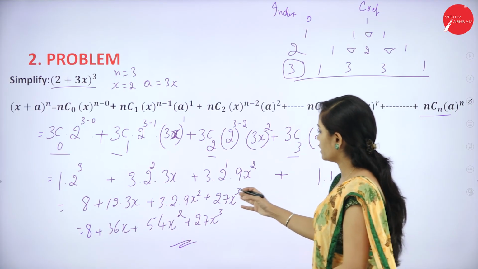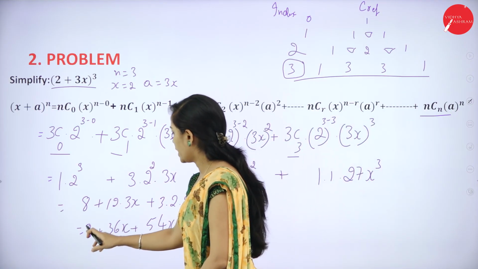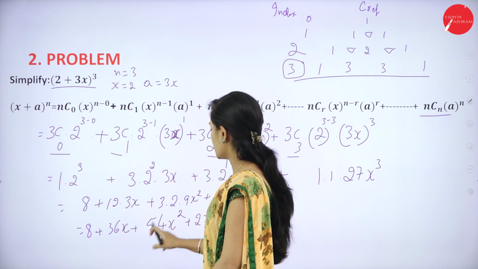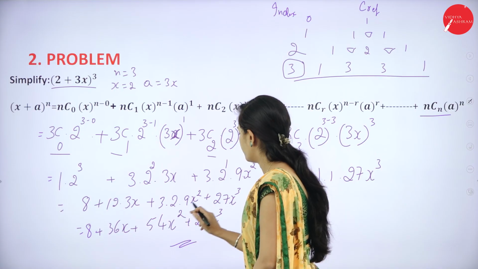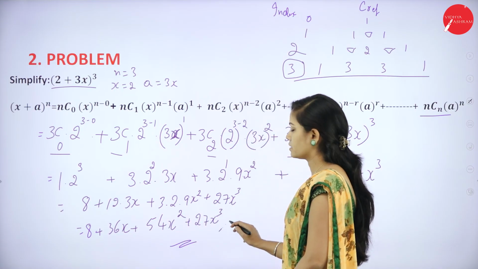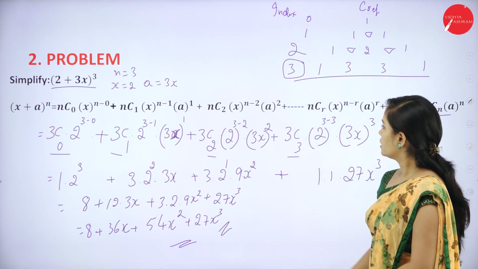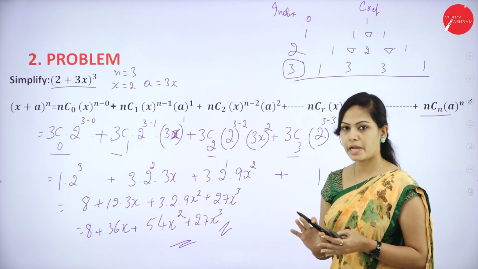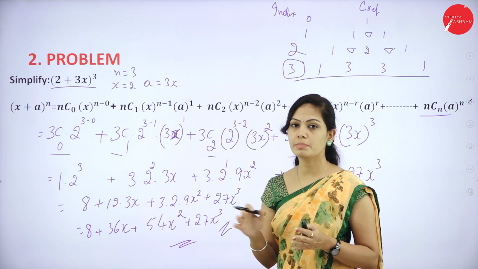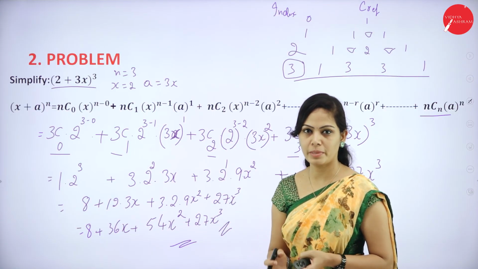Is there any mistake in calculation? Please find out. 8 plus 12 into 3 is 36x. 3 into 2 is 6, 6 into 9 is 54x square, and 27x cube. So this is the final expression. So here I have used Pascal's theorem and binomial expansion. Please practice the problems. It is a very simple concept. Easily you can score 7 marks in binomial coefficient.